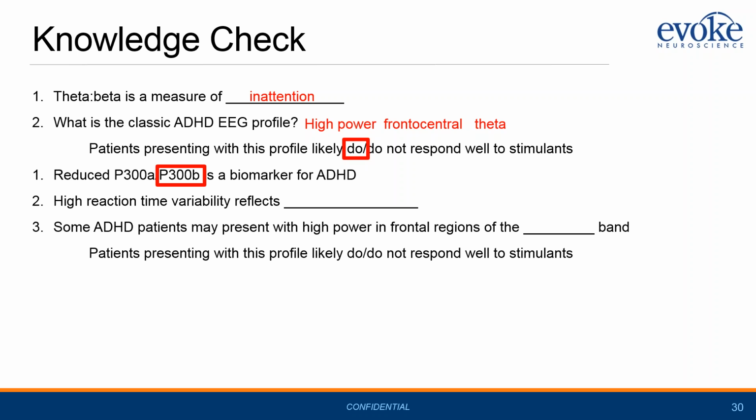P300B. High reaction time variability is reflecting what? What does it mean when somebody has really high variability in their reaction time? It means they're having attention lapses. So it's not that they can't attend to something, it's that they can't sustain attention on a task. And some ADHD patients might present with high power in frontal regions of which frequency bands? This is our other type of ADHD we're interested in. It's the beta band. And we see our beta subtypes of ADHD. We know that they don't typically respond well to stimulants.